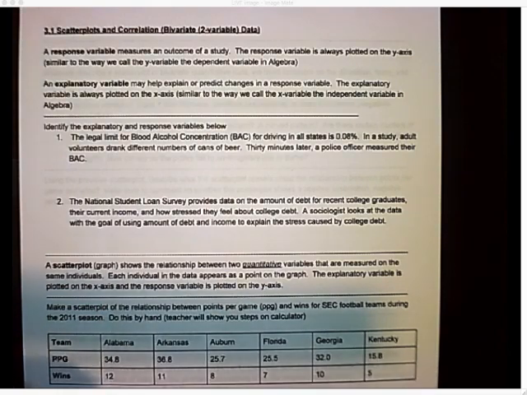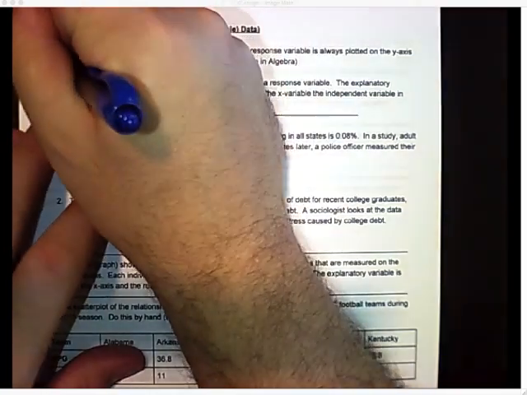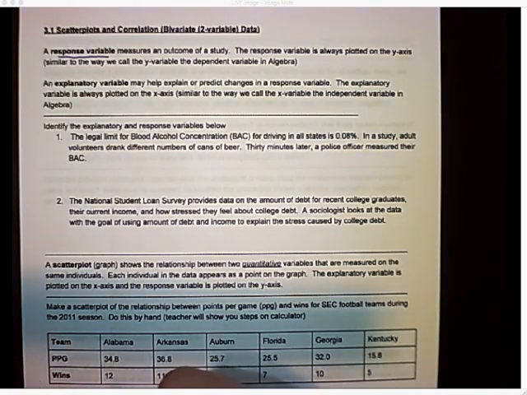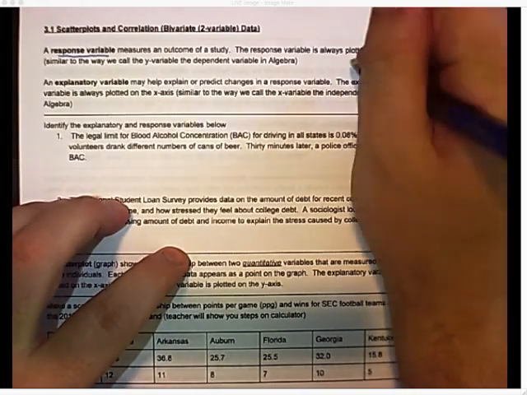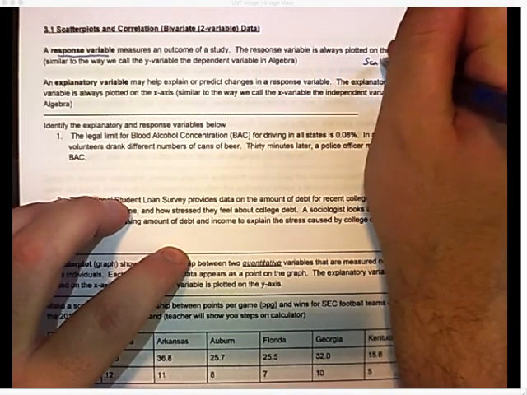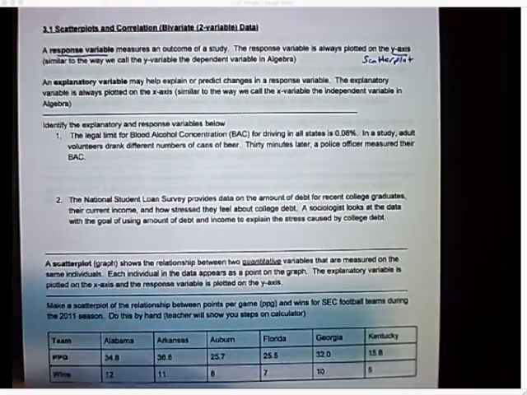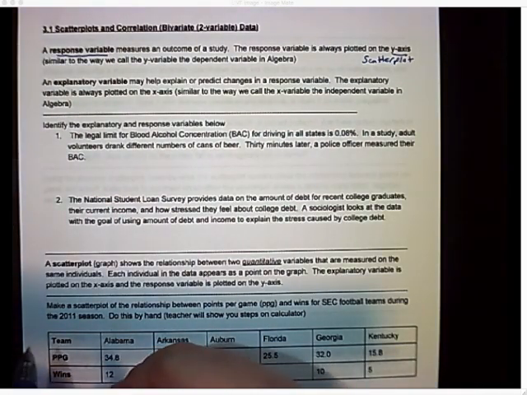The first one is a response variable. So the response variable measures an outcome of a study. The response variable is always plotted on the y-axis when we make a scatter plot. Okay, so kind of in algebra, we call the y-axis variable the dependent variable.